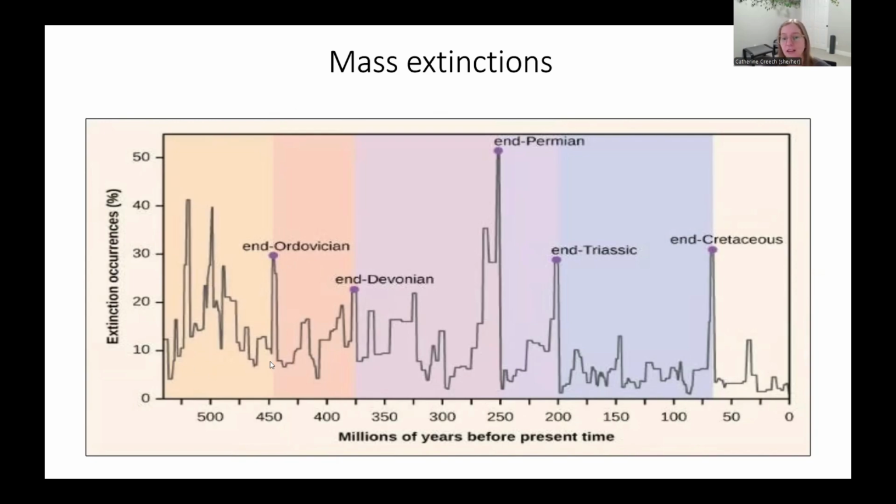Because note, none of these ever drop down to 0, right? We don't have no extinctions ever. There's usually an extinction based on habitat change or natural disaster or just random events. But these are major, major extinction events. Each of these extinction events is going to give us a different period of time. So we see the background color changing as an extinction event occurs.